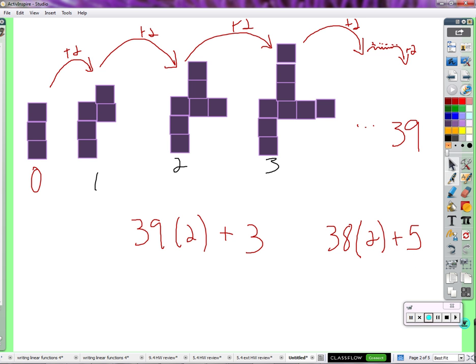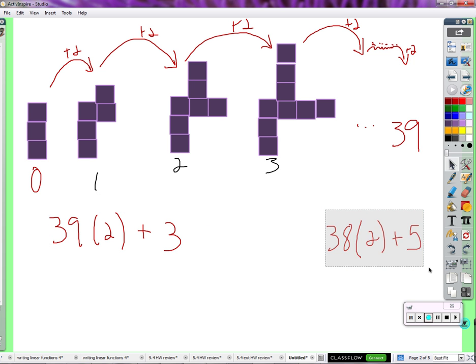Okay. There's a couple things that are different. We've got 38 times 2 plus 5. So I've got things that are changing. So, why plus 5? Olivia. Because you started with the 5. So you start with the 5 of figure 1.